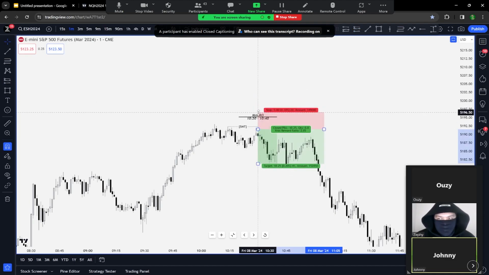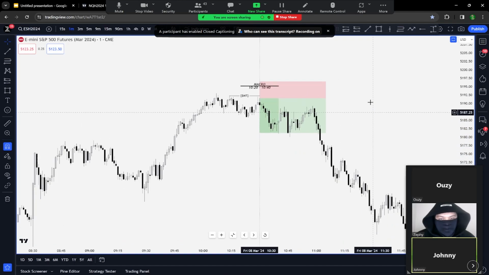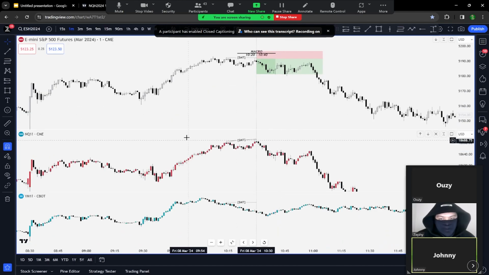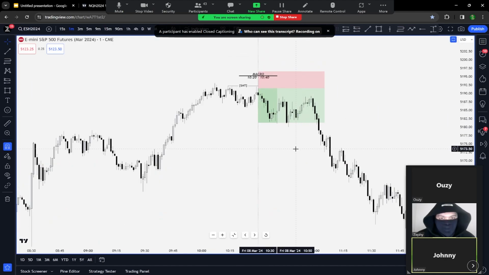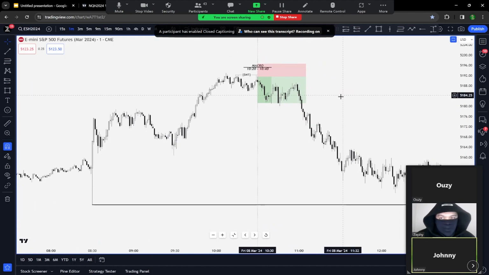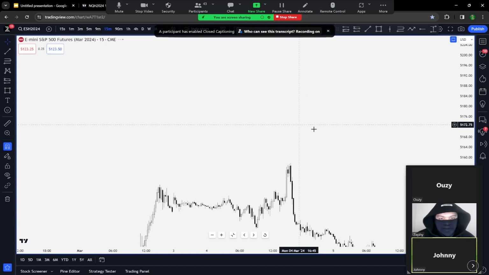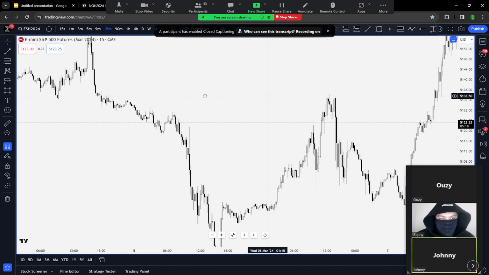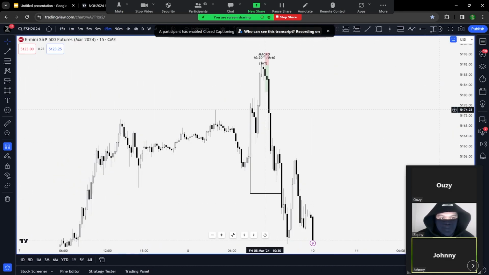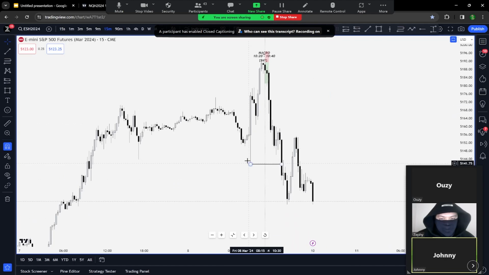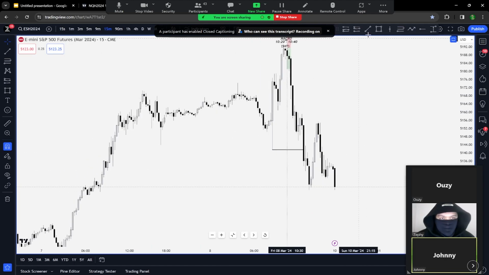Since this is on ES, you can do a 5-point stop once you see the SMT right here, and then you can go to a higher time frame, like a 50-minute or whatever, and you can target these lows right here. That's your TP1, or even these lows, which we never got taken.